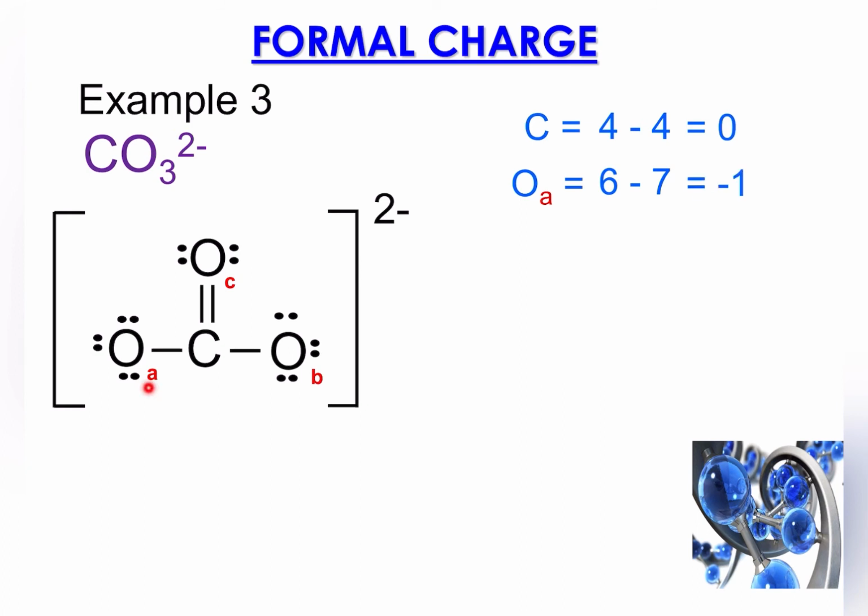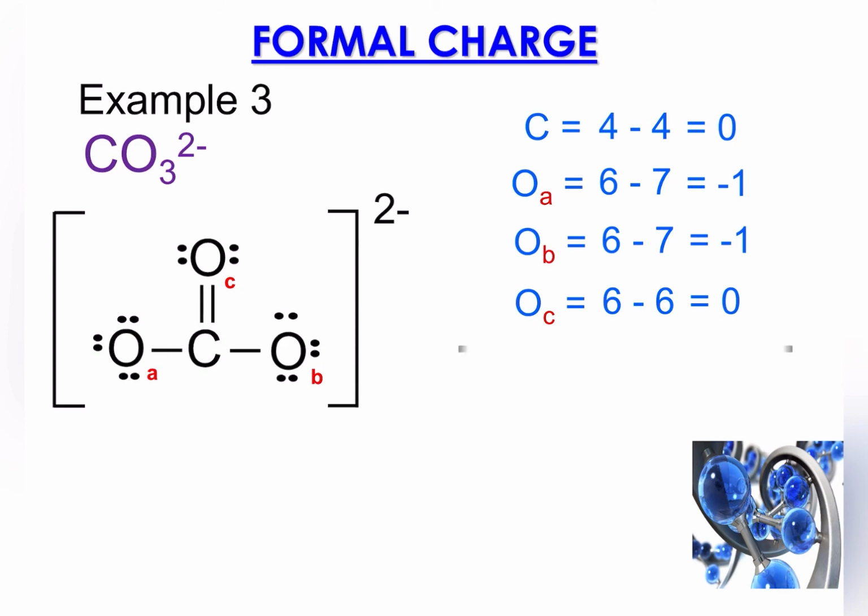And due to the same position for A and B, the calculation will be the same. And the formal charge for OB will be negative 1 as well. And last but not least, OC, we got 6 valence electrons for oxygen and we have 6 items here, 4 dots and 2 dash. So 6 minus 6, it will be 0.